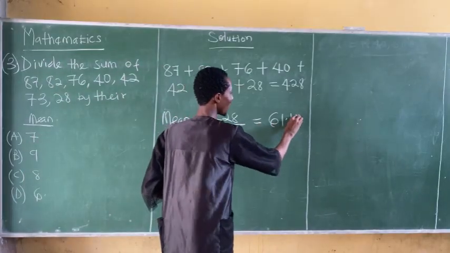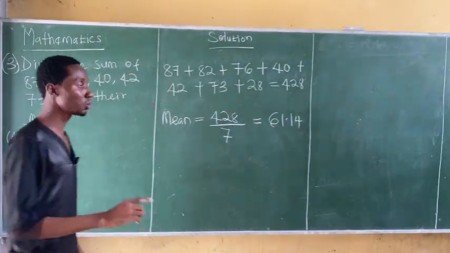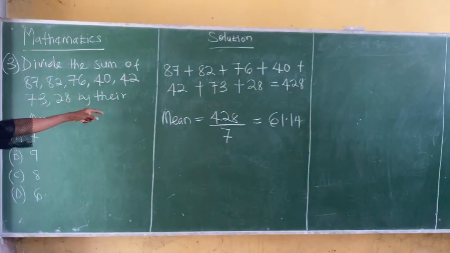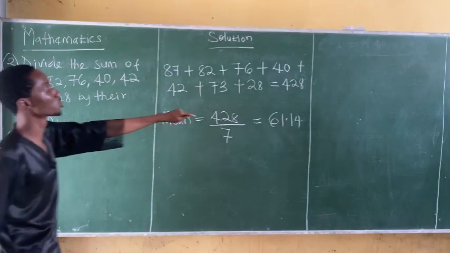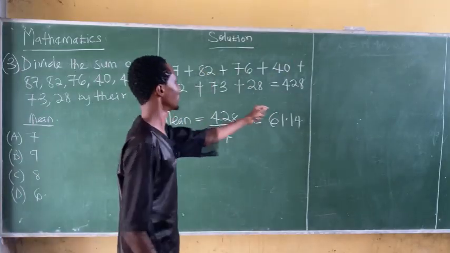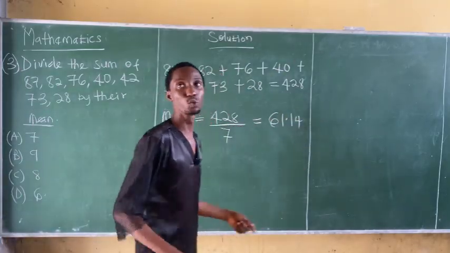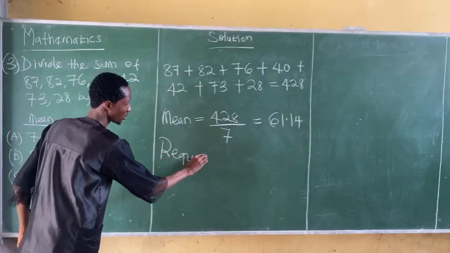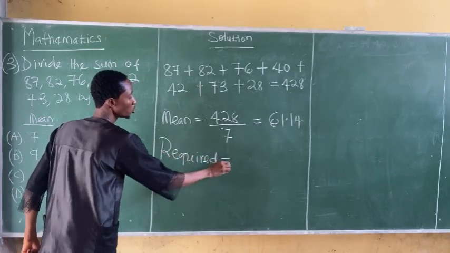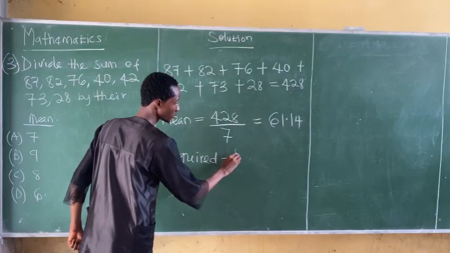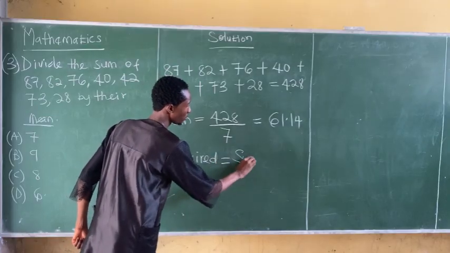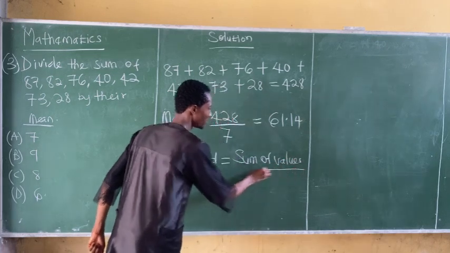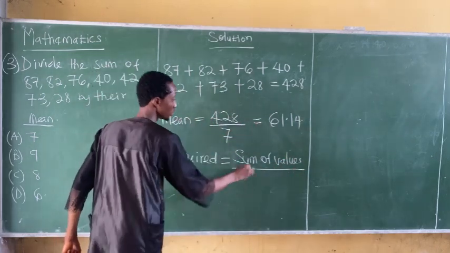61.14. Now note, the question says what? Divide the sum by their mean. Now this is the sum, right? And this is the what? Mean. So what we are required in this question, let's say required, is to divide the sum of values divided by what? The mean.